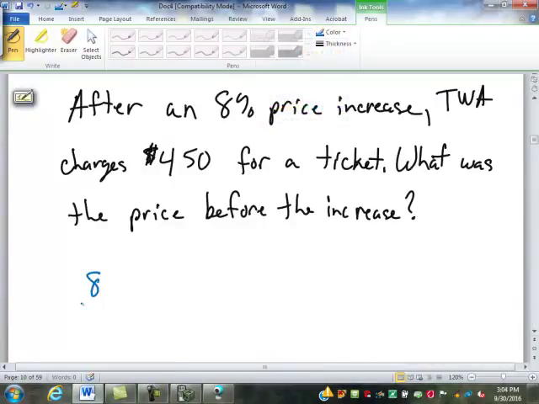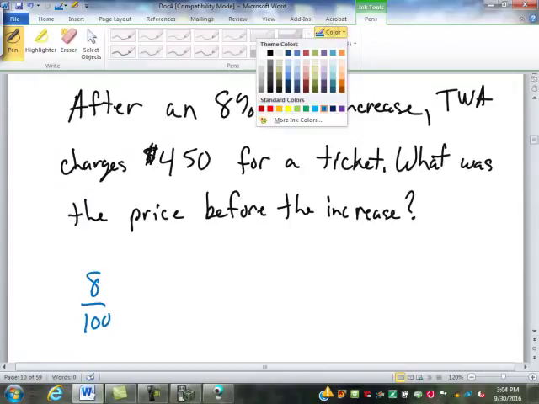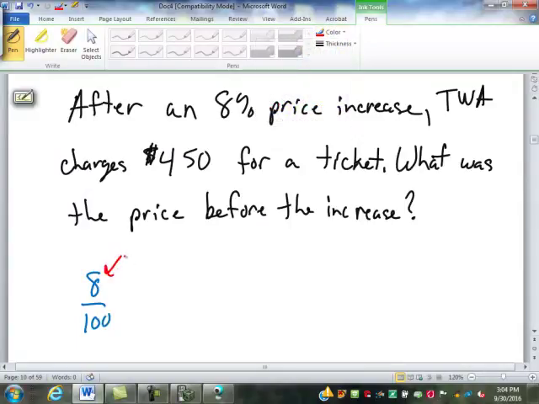So you found 8% of the 450. But the thing is that 8% is describing the increase, right? 100 always describes the starting amount, or in this case, the old price before the increase. Is the 450 the price before the increase? No, that's the price after the increase. So that's not what this percent is based on. So we can't find 8% of 450. That 8% is based off of a different amount.